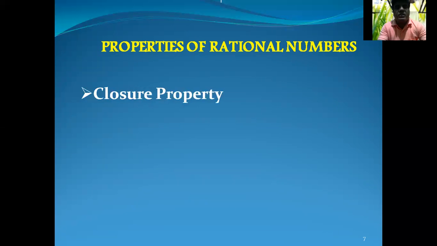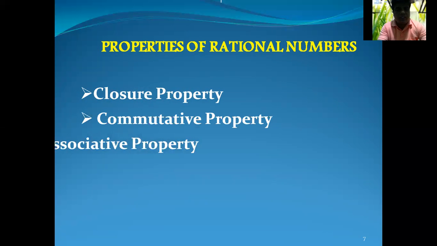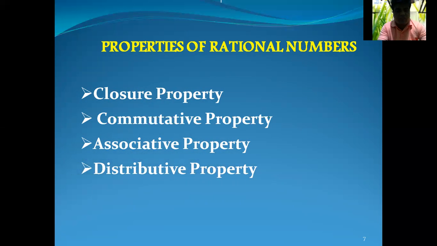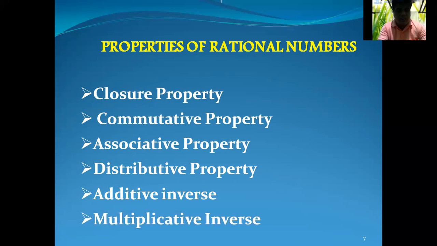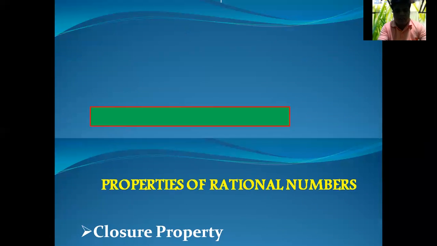Now, properties of the rational number. First comes the closure property, then the commutative property, then associative property, then distributive property, additive property. The last comes the multiplicative inverse.